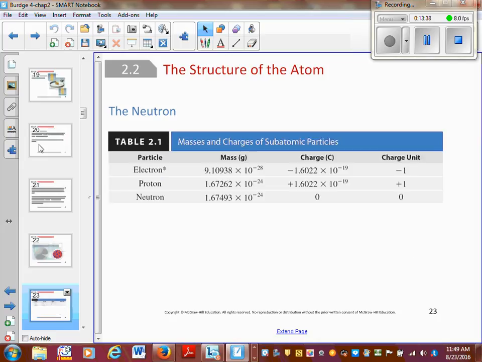So there's a comparison of all the particles. The electron, see its mass, its charge. The charge unit is -1, proton is +1, the neutron is 0. Notice the proton and neutron have about the same mass, which is a lot greater than the electron. So when we get down to calculating atomic masses, even though the electrons have mass, we don't include them in the calculations because they're negligible.